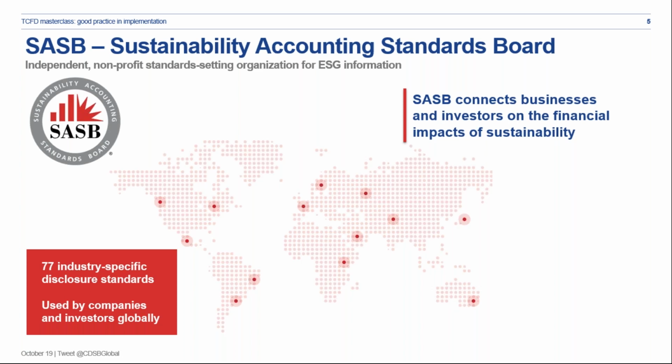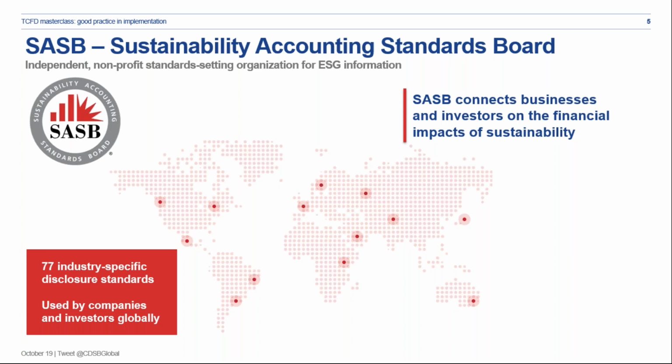So I'll just briefly introduce who SASB is as an organization. We are an independent, nonprofit standard-setting organization that sets disclosure standards that connect businesses and investors on the financial impacts of sustainability. We enable that through the establishment of our 77 industry-specific disclosure standards. These standards each contain topics that are likely to be financially material in that given industry, and then for each topic, associated metrics that measure and communicate performance in a comparable and decision-useful way.